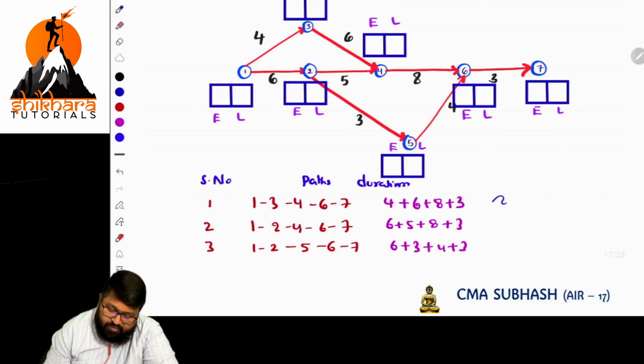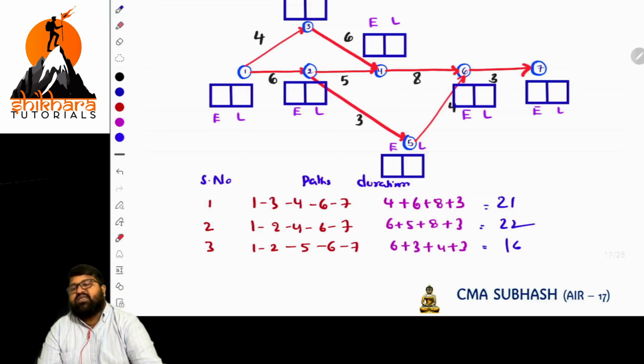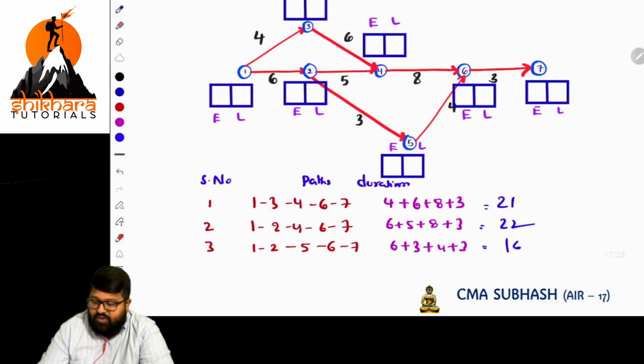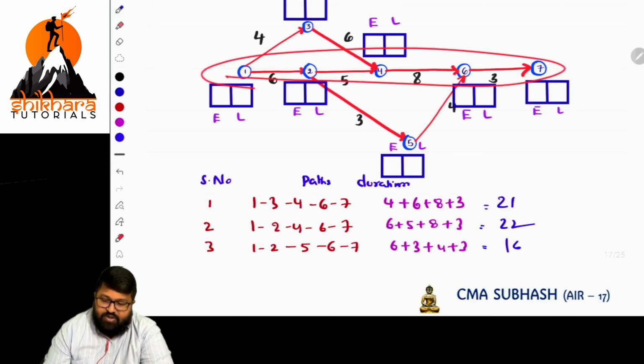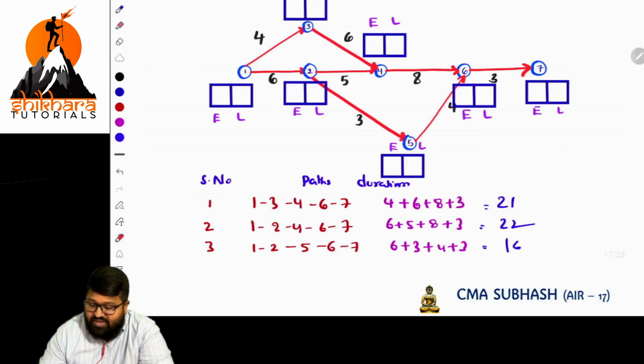The point now is that here it is 21, right? Next, what is the next one? 22. And the last one, what is the value? It is 16. Of these three, which is the highest? 22 is the highest. So 22 is this path. That is the project duration, and this is the critical path. The critical path should be highlighted by using double lines.